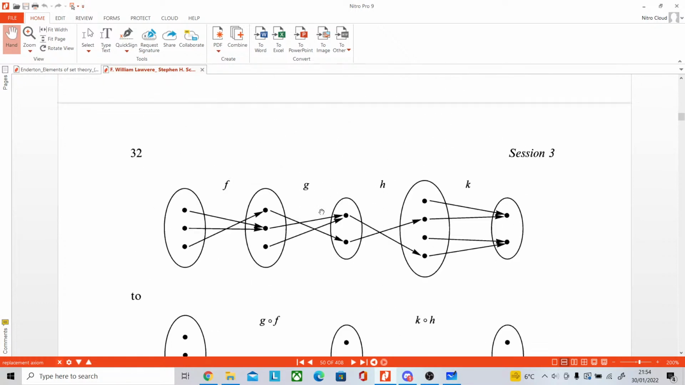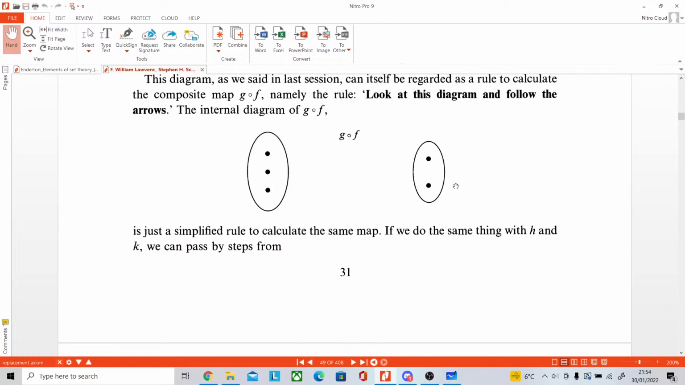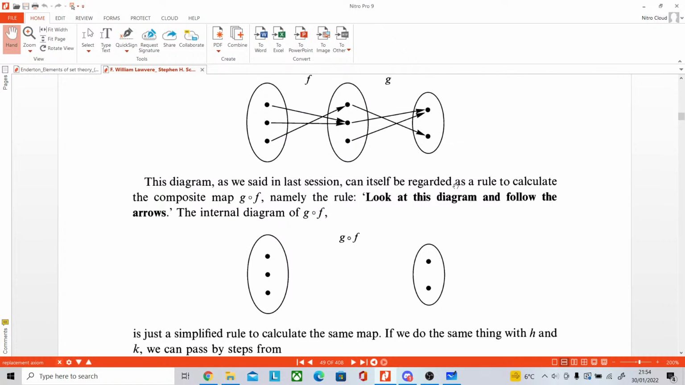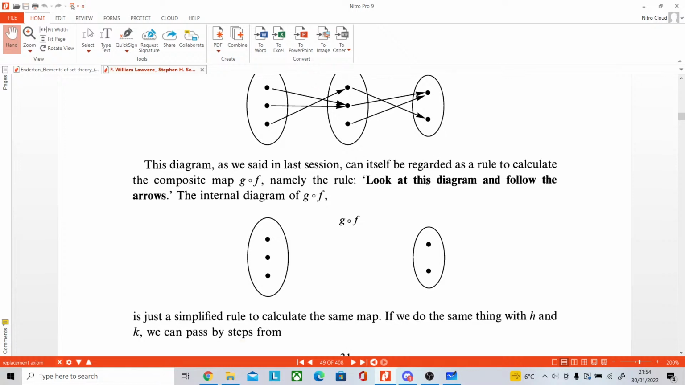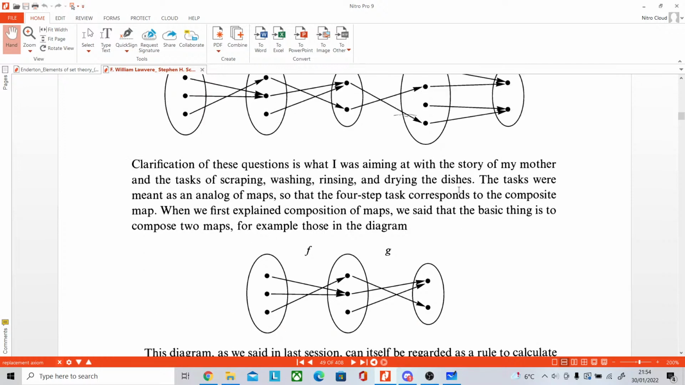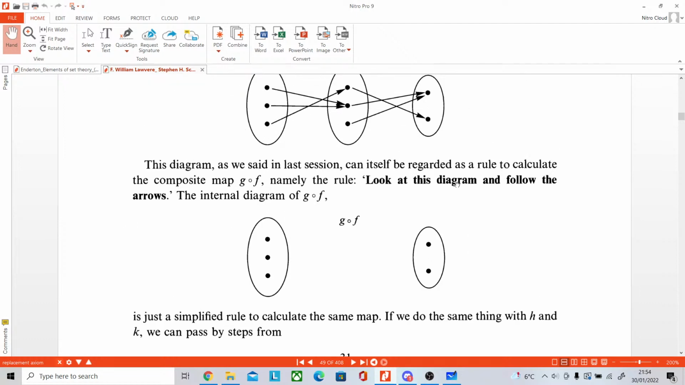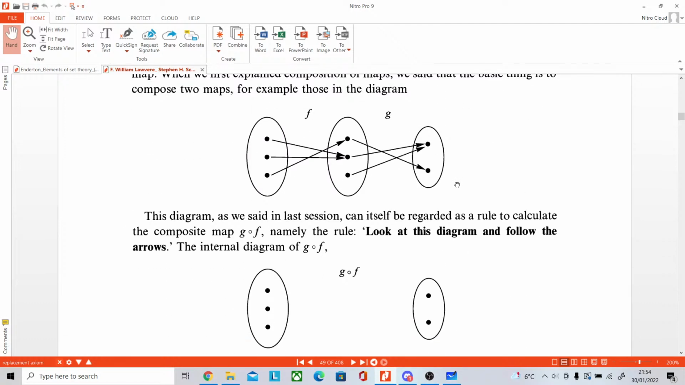Wait, if we do the same thing with H and K, we can pass by steps from... Yeah, that's definitely an incomplete sentence. But I think that this entire part over here is not important to understand. I barely even understand what I'm reading. The point is, he's just reclarifying and re-elaborating the composition of maps, which we should all already have an intuition of how they work.